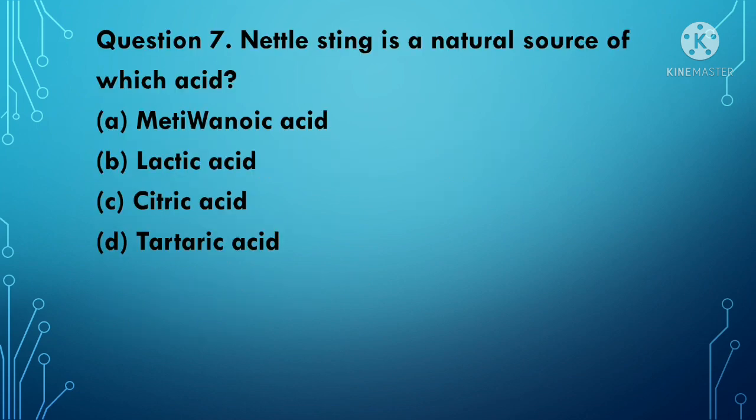Question number 7. Nettle sting is a natural source of which acid? Here the spelling is wrong, just make a correction there. First option, that is methanoic acid. Option B, lactic acid. C, citric acid, and tartaric acid. The first option is the right answer. Methanoic acid is present in the nettle leaves.